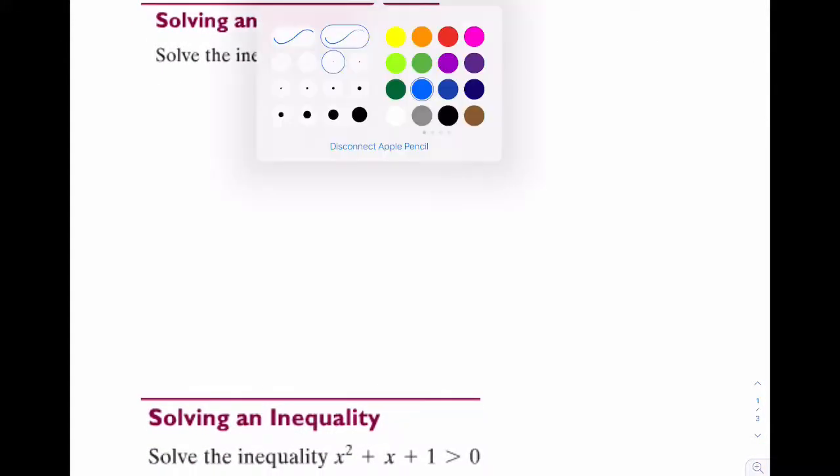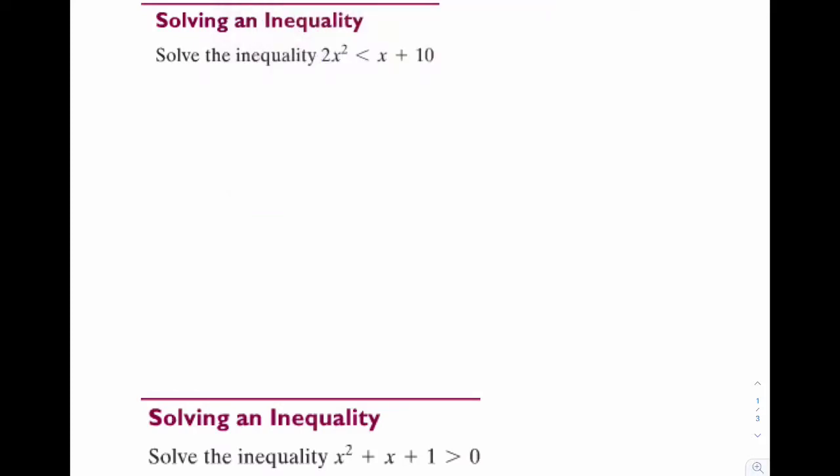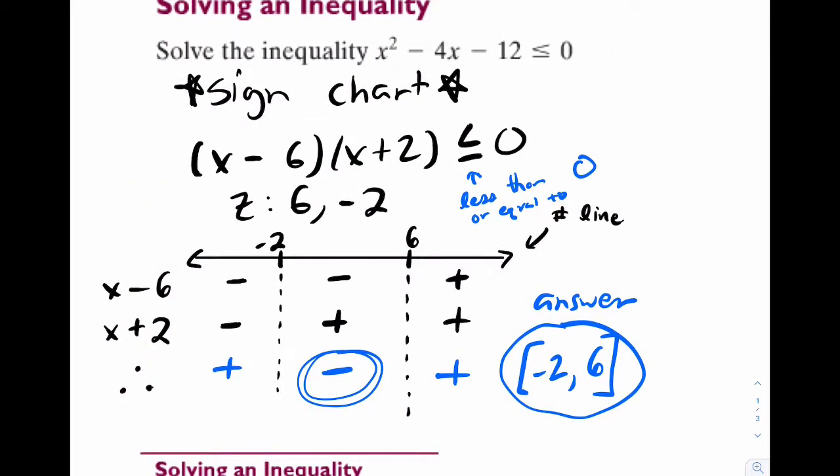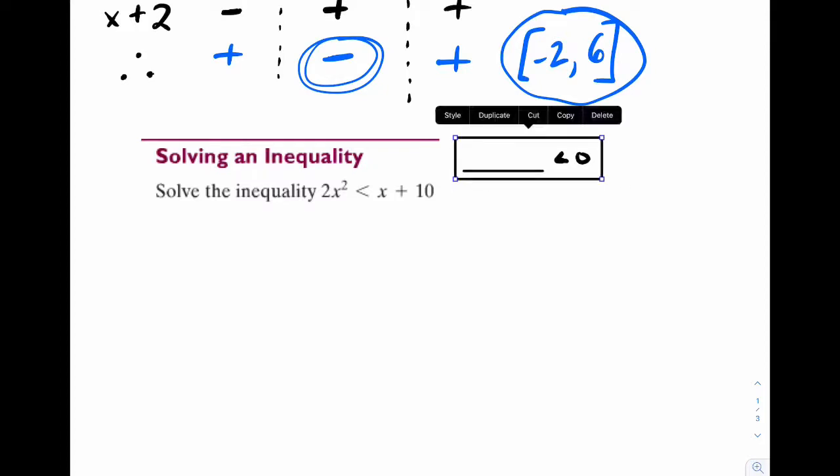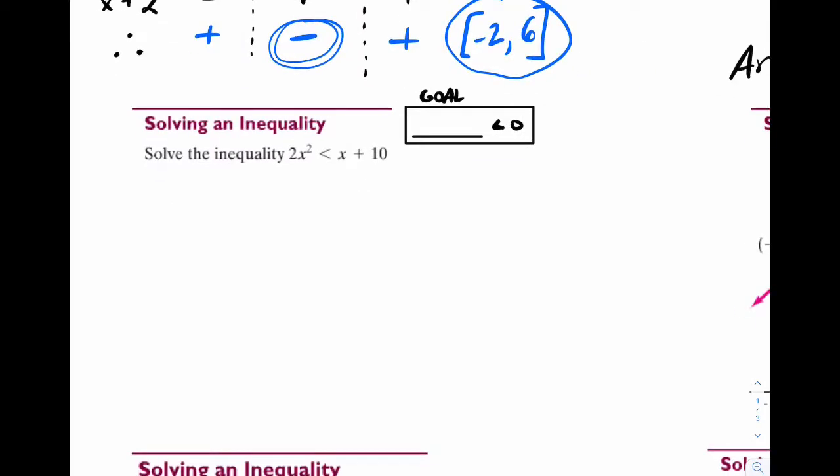Notice how this problem is not quite as straightforward as the last one. In the last one we had a 0 there, so we could just factor it straight up. In this particular problem, there's no 0, so what you have to do is create the situation where there is a 0. Imagine that this line is our expression. We want our expression to have a 0 on it. So before we start factoring, think of this as your goal. Let's algebraically manipulate that. That would be 2x squared minus x minus 10 is less than 0.